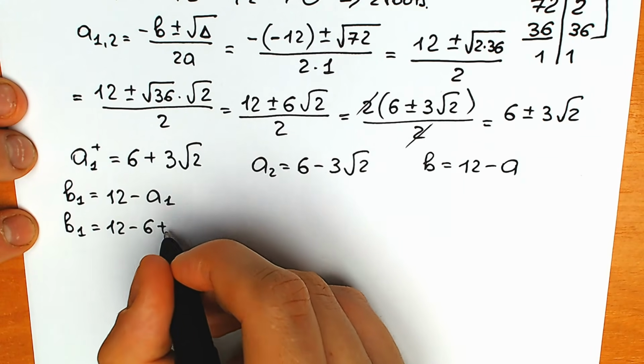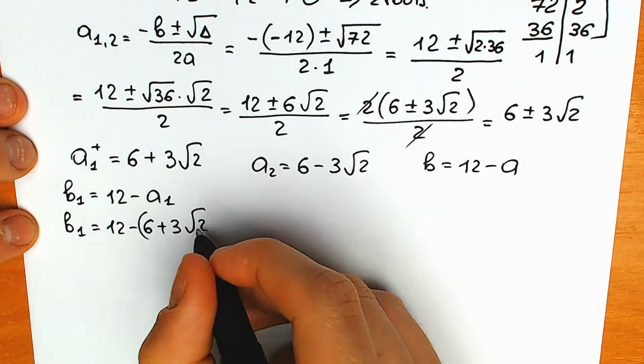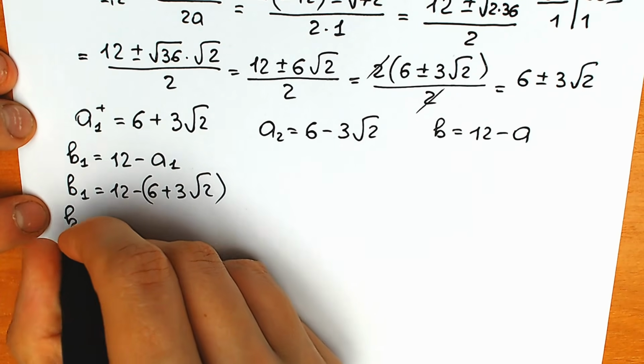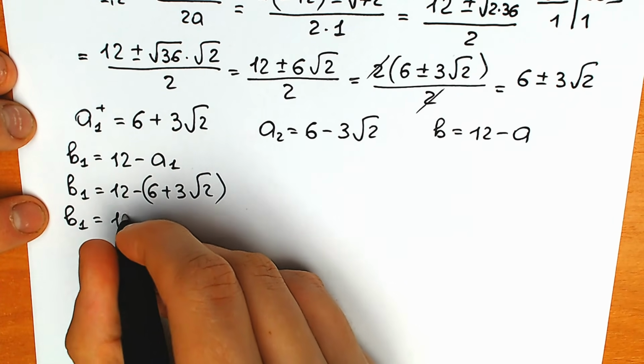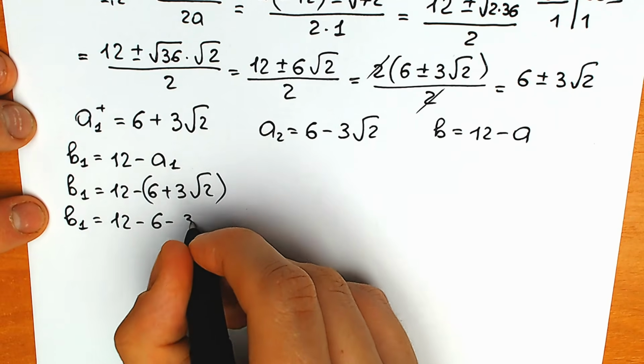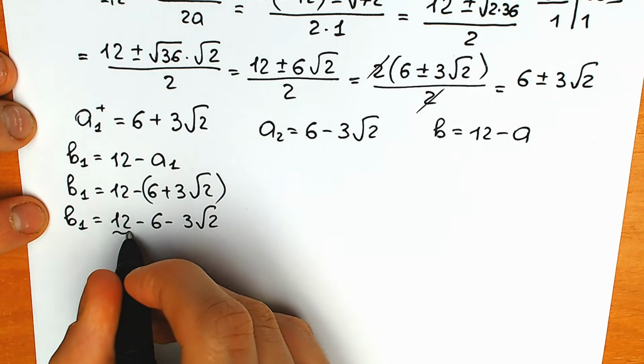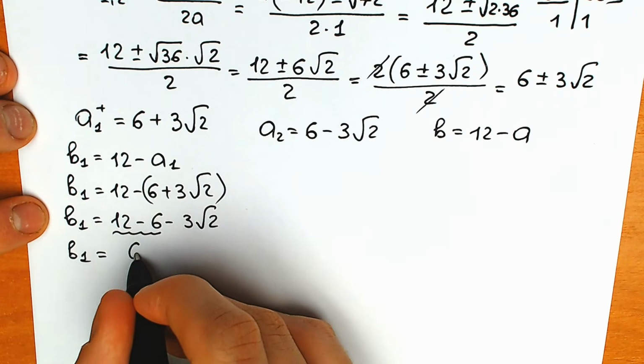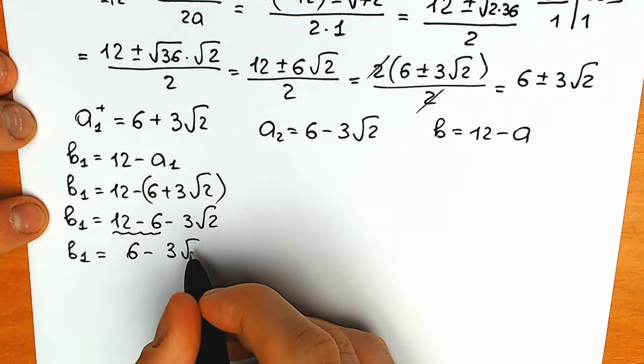So 6 plus 3 square root of 2. Of course, don't forget about parentheses. This is an extremely important part. So we have b first equals 12 minus 6 and minus 3 square root of 2. 12 minus 6 equals 6. So our b first equals 6 minus 3 square root of 2.